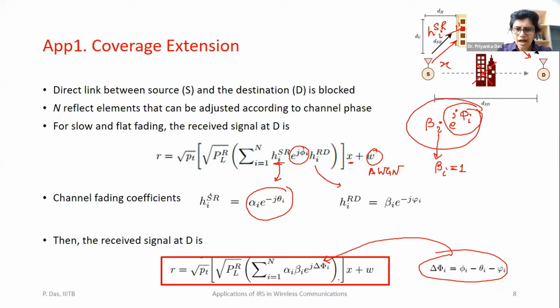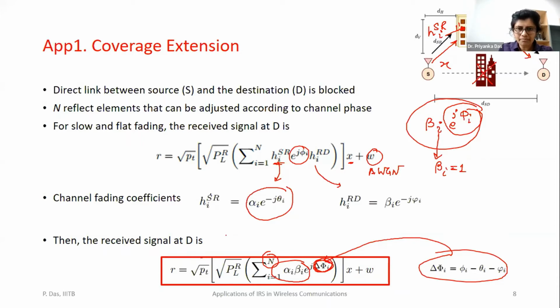Okay, so now where is my phase? The phase is all put together as delta phi I. And where is your amplitude? Alpha I, beta I. There are N number of elements. So this is your received signal. Now the job of the IRS controller is to tell you the optimal value of delta phi I such that your SNR at the destination will be the maximum.